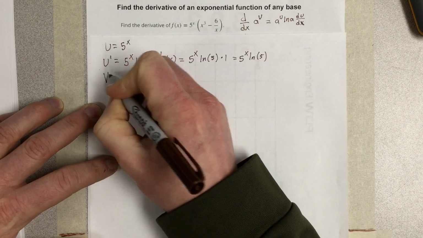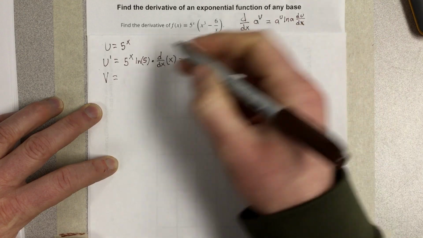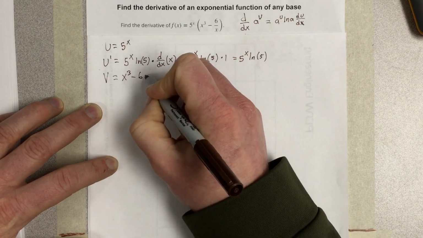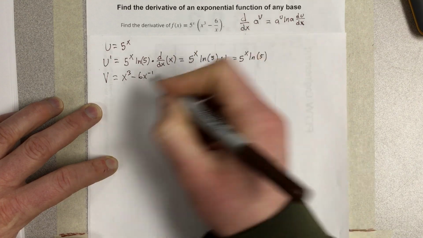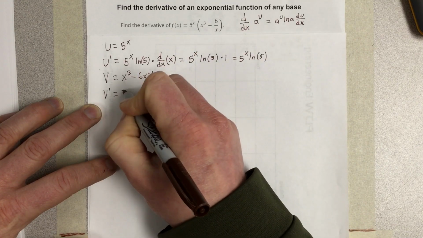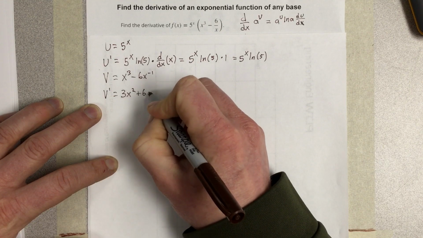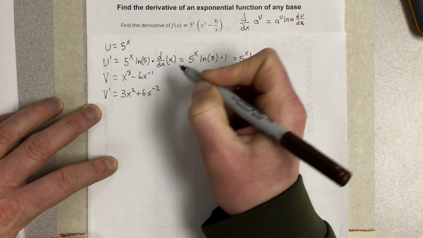And then we have v, which in our case is x cubed minus 6 over x. I'm going to bring that x to the top, so that's 6x to the negative 1. And then v prime would be 3x squared. Bring the negative 1 to the front, that's plus 6x to the negative 2.